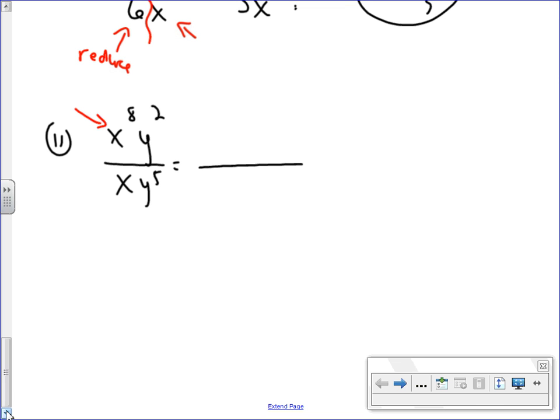Remember that there's an invisible exponent right here. You can't see it, but you have to remember it's there. So 8 minus 1 gives me 7, and that gives me an x to the 7 in the numerator. Then look at the y's. Where are there more y's, the numerator or the denominator? The answer is the denominator. So when I have my extra y's, they're going to end up in the denominator. Okay. One more problem.